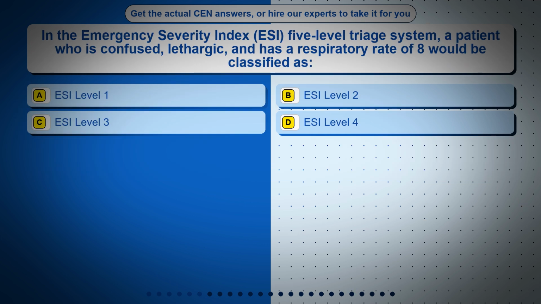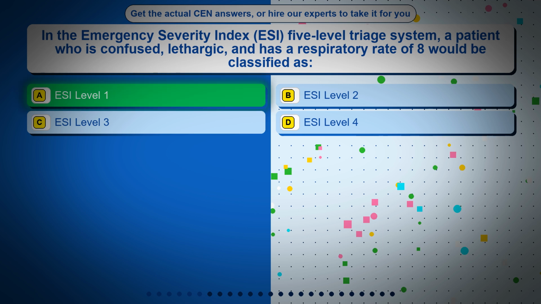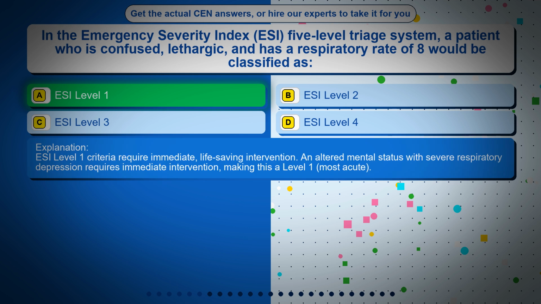Question 6. In the Emergency Severity Index, ESI, 5-level triage system, a patient who is confused, lethargic, and has a respiratory rate of 8 would be classified as Option A, ESI level 1, Option B, ESI level 2, Option C, ESI level 3, Option D, ESI level 4. The correct answer is Option A, ESI level 1. ESI level 1 criteria require immediate, life-saving intervention. An altered mental status with severe respiratory depression requires immediate intervention, making this a level 1, most acute.